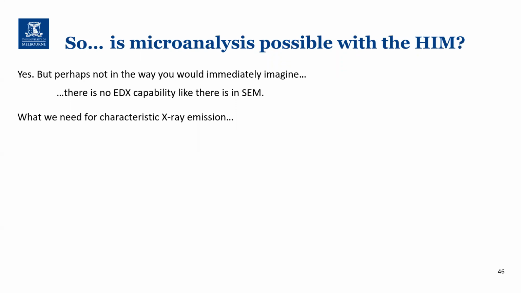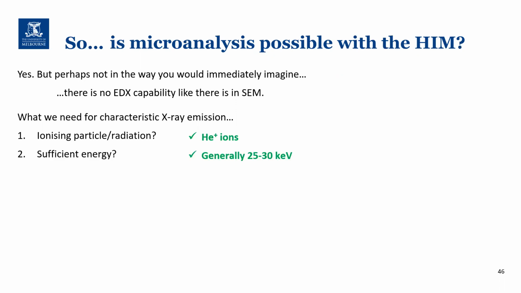So why is that? That doesn't seem to make sense, does it? So let's think about what we actually need for characteristic X-ray emission. We need an ionizing particle, and we've got that. We need enough energy. We've definitely got that. We need core level electron ionization, and we don't have that, at least not in significant enough amounts to be counted.